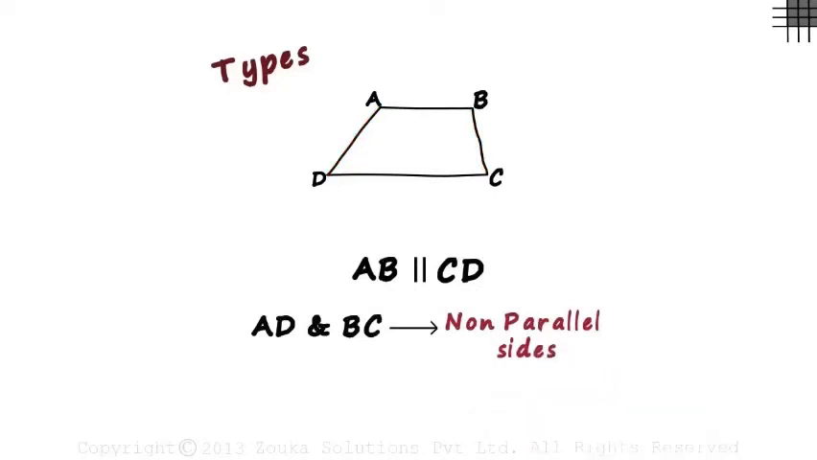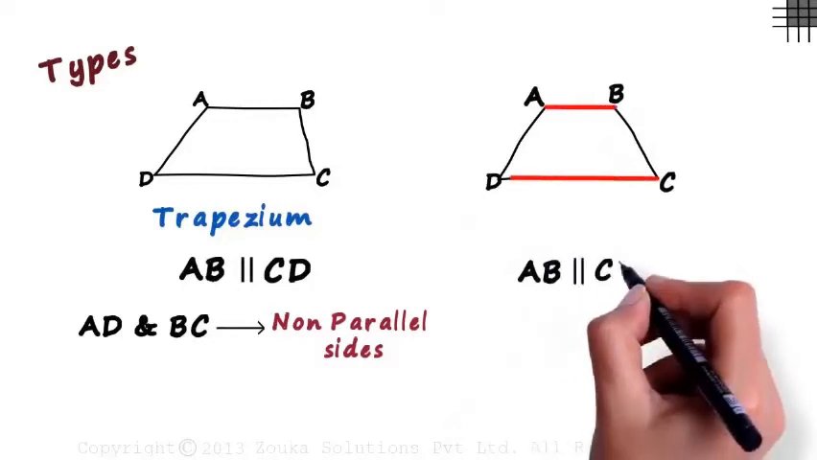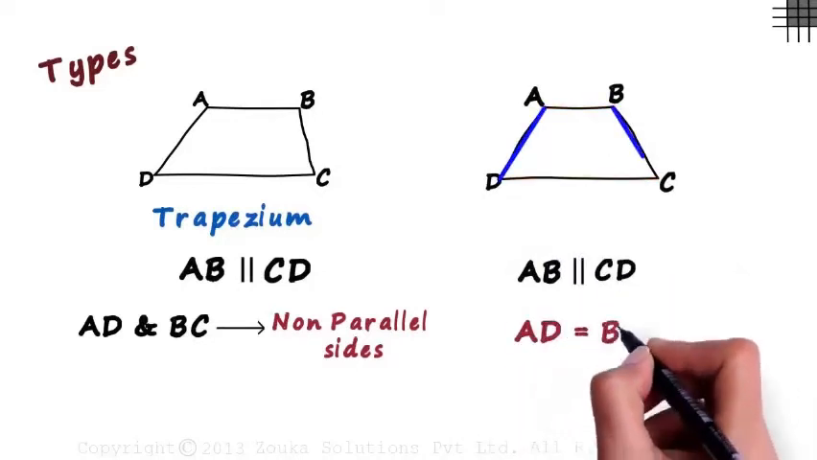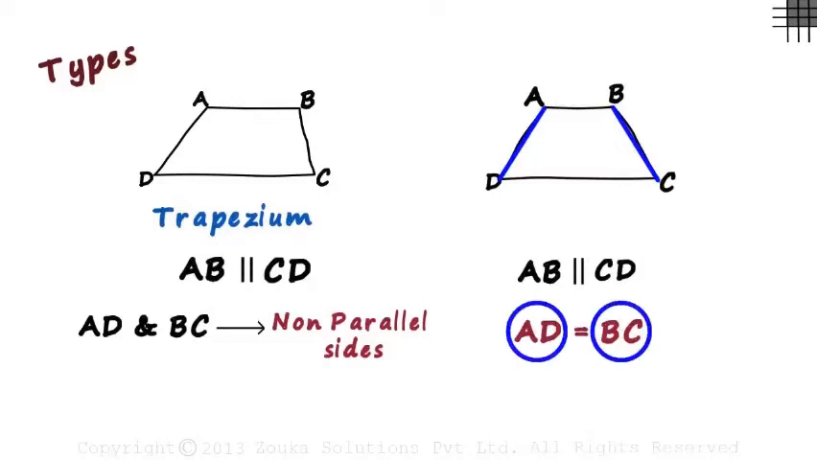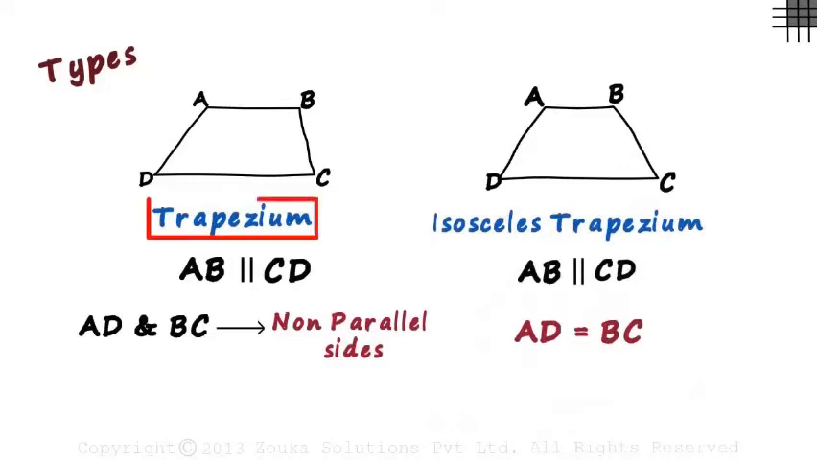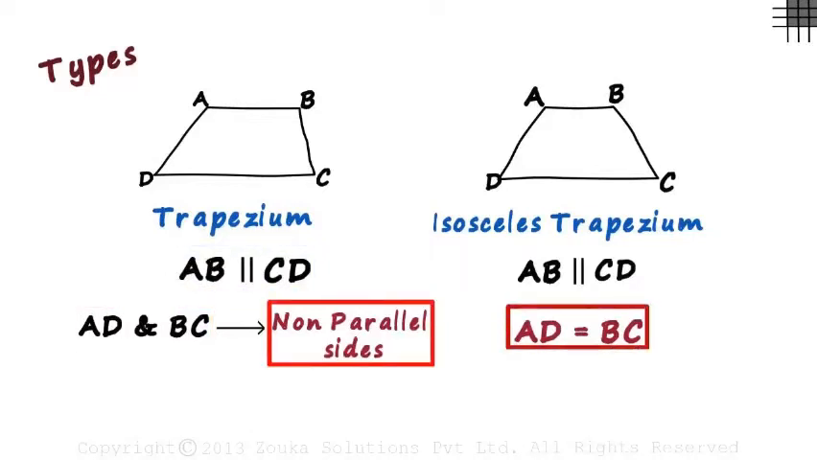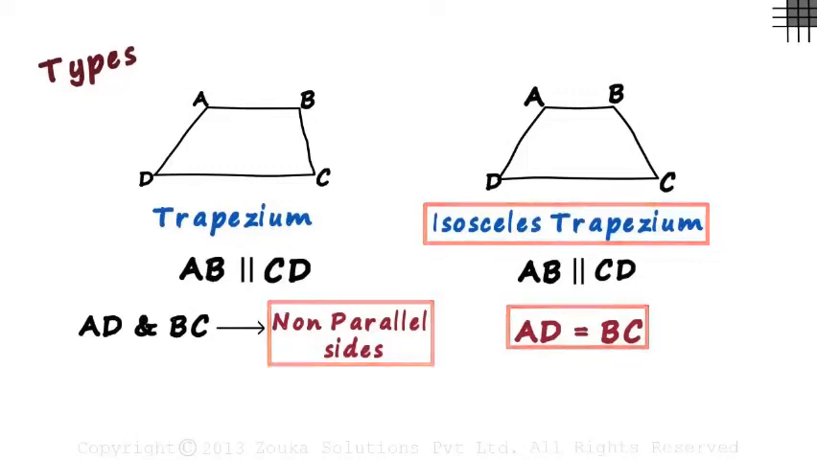This kind of quadrilateral where only one pair of opposite sides is parallel is called a trapezium. Sometimes the non-parallel sides are equal. The quadrilateral would look something like this. AB is parallel to CD and AD is equal to BC. These two sides are equal and non-parallel. Such a trapezium is called an isosceles trapezium. So remember, a trapezium will have one pair of parallel sides and the other pair will be non-parallel. And if the non-parallel sides are equal, then it's called an isosceles trapezium.